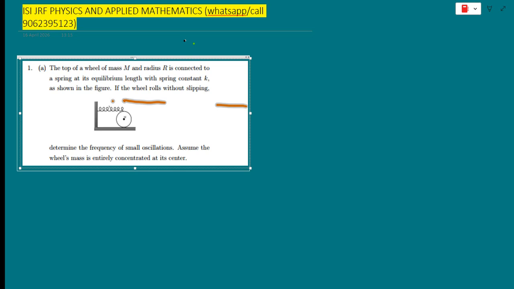Okay? So they also told us something weird. The mass is entirely concentrated at its center. Wait, if the mass is at the center, what does that mean for the moment of inertia? If it's a point mass at the center, it's not a disk or a hoop. The moment of inertia about its own center, I, is actually 0. Okay, and this is the first trap.